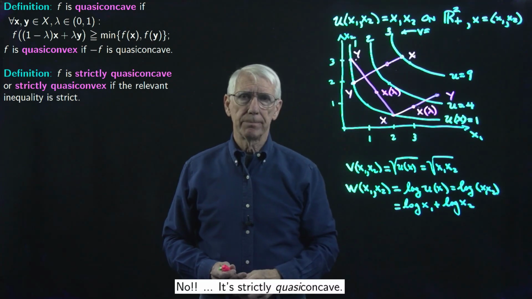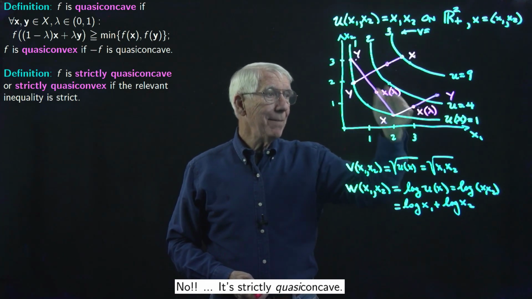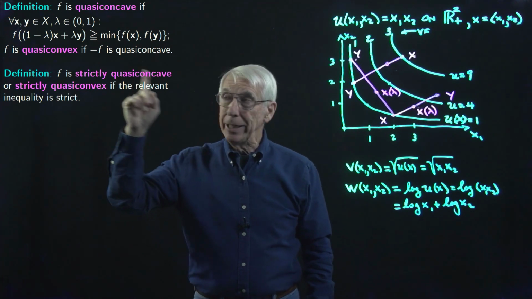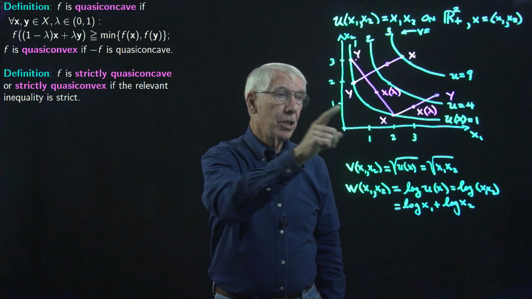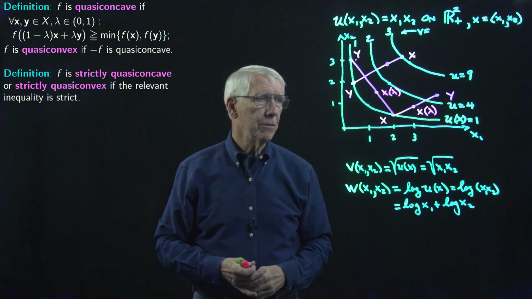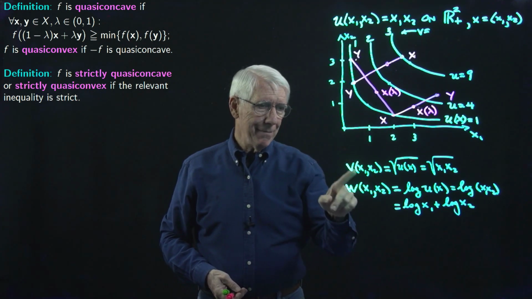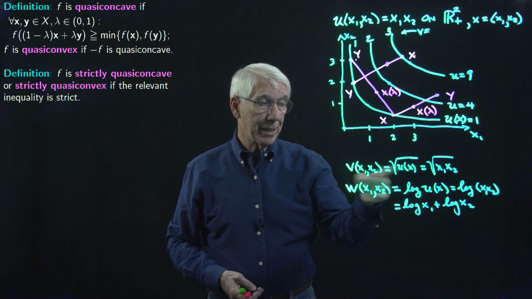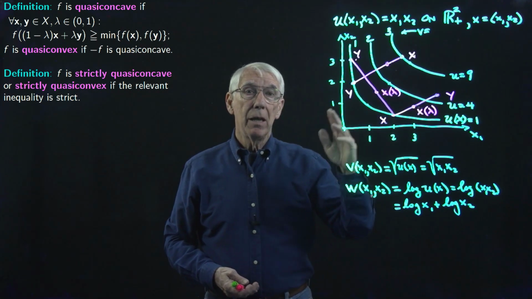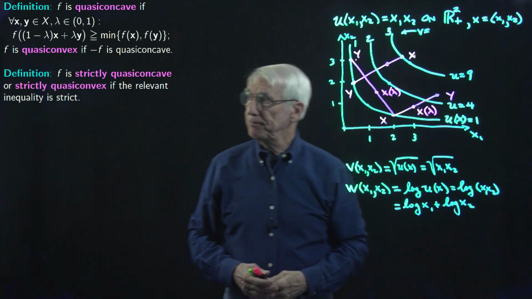What about these functions? This function here has the same level curves, and it seems pretty clear intuitively that this definition just involves the level curves, or if you like, the sets of things above the level curves. And so if this function's strictly quasi-concave, this actually turns out to be strictly quasi-concave as well. And so does this. They all have the same level curves. They're all strictly quasi-concave functions.